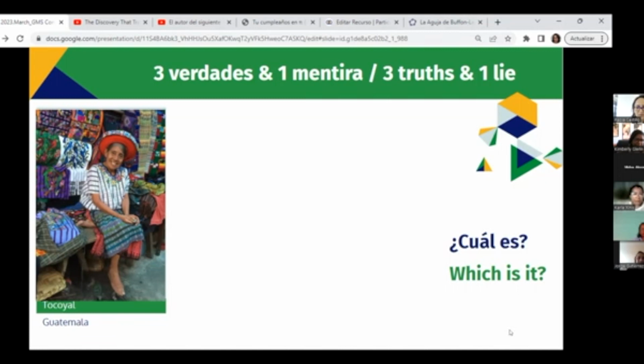What I know of the tocoyal, de nuestro país, de Guatemala. Esta fotografía que aparece acá. It's something very customary of Guatemala. De por allá, de Santiago Atitlán, sí. And this is from an area called Sololá. Laguna, algo así. That's correct.